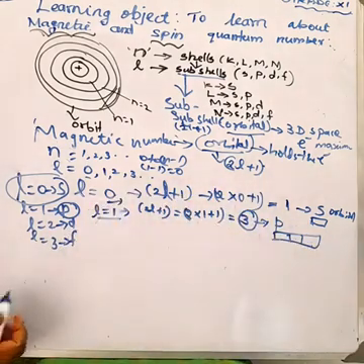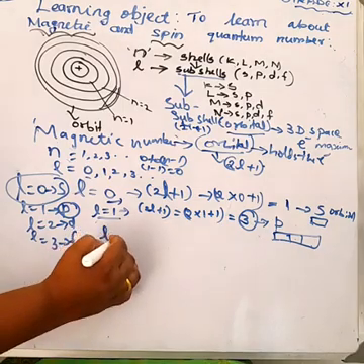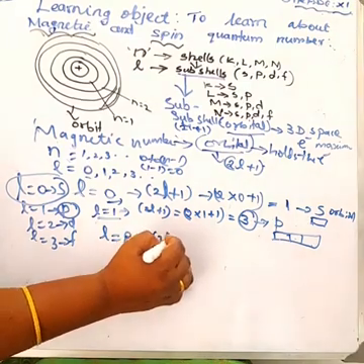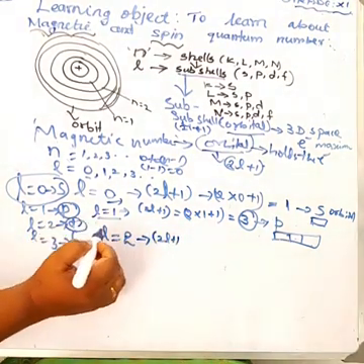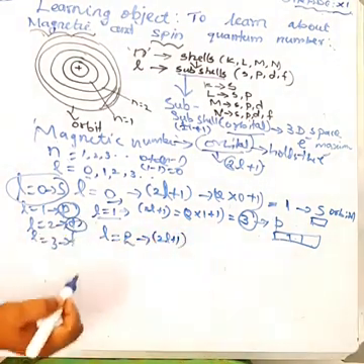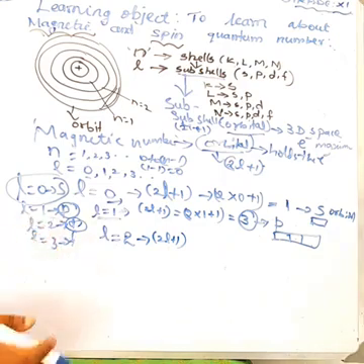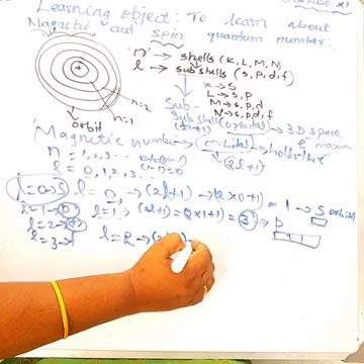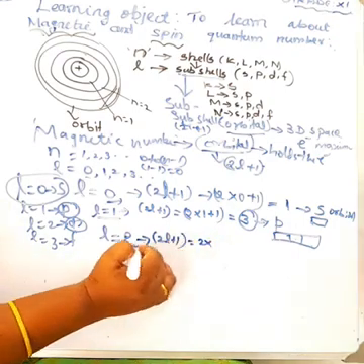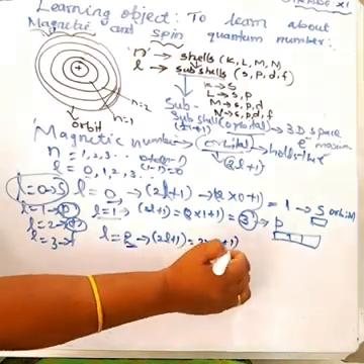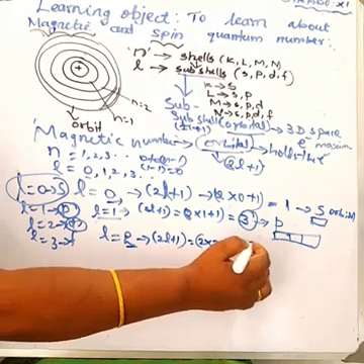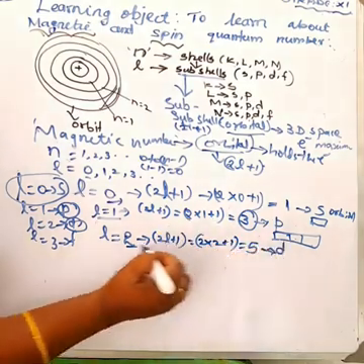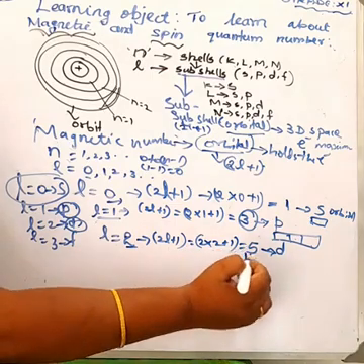And then what about L is equal to 2? L is equal to 2 means we call this the D subshell. In this D subshell, how many orbitals are there? 2 into the L value 2 plus 1 is equal to 2 into 2, 4, plus 1, 5. 5 orbitals. So how many orbitals does the D subshell have? 5 orbitals. Understood?